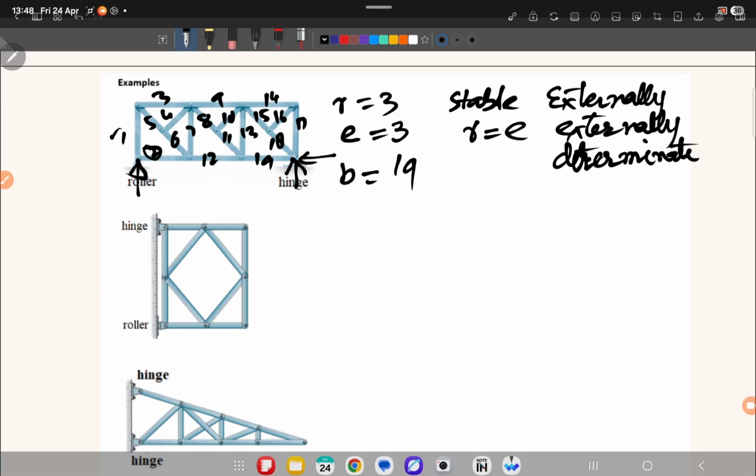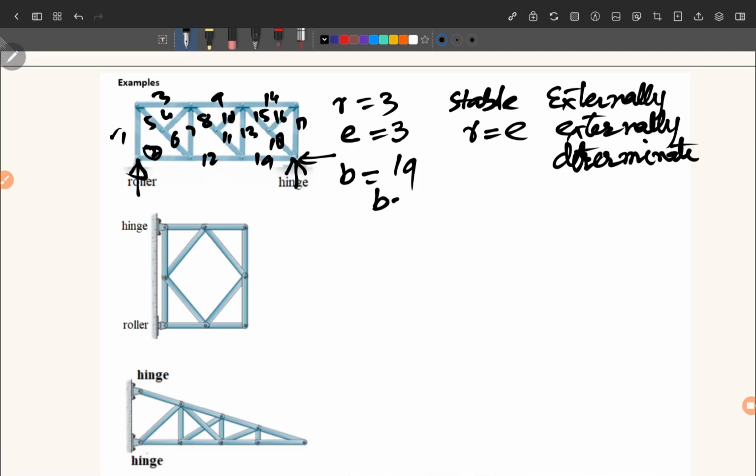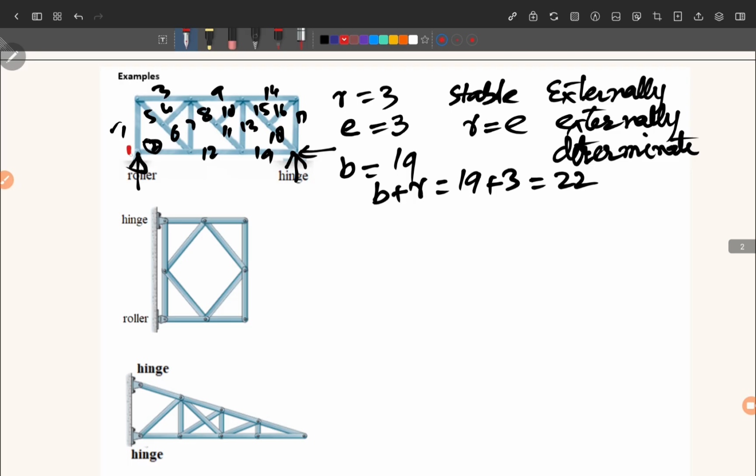So B plus R we can calculate easily. B plus R is equal to 19 plus 3 is equal to 22. Now we look for the joints, because to check for the internal stability we have to check whether B plus R is equal to 2J, or B plus R is greater than 2J, or B plus R less than 2J. Now the joints we will count here. Okay. 1, 2, 3, 4, 5, 6, 7, 8, 9, 10, 11.